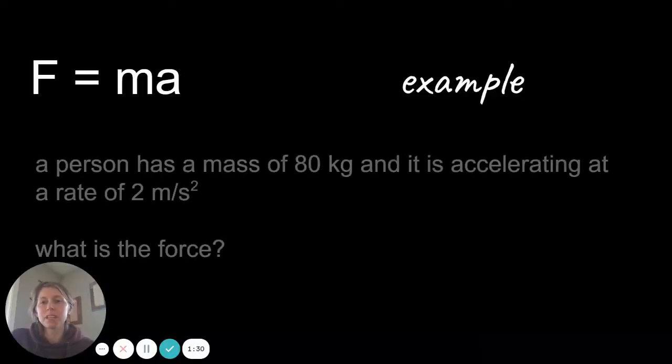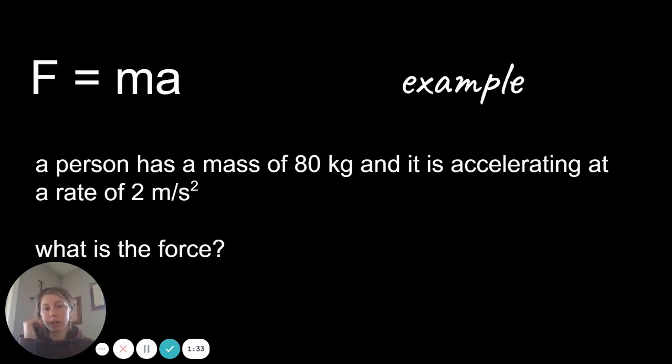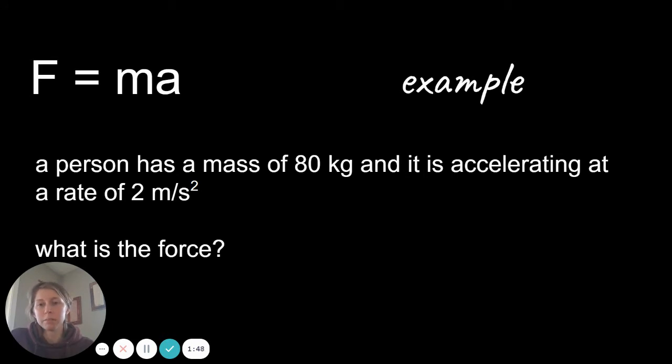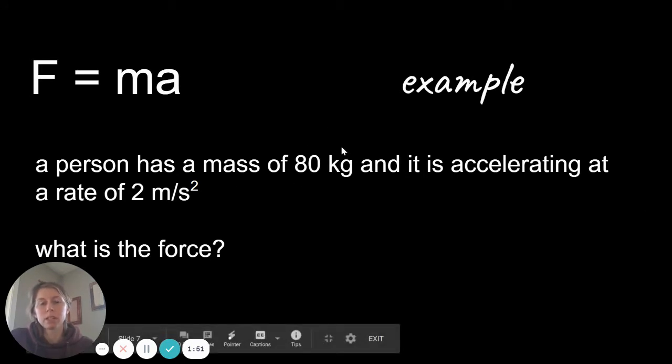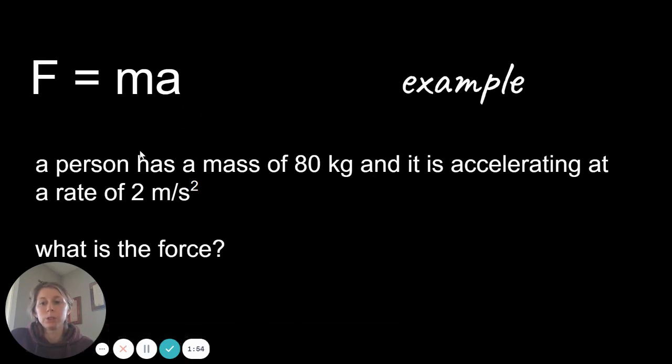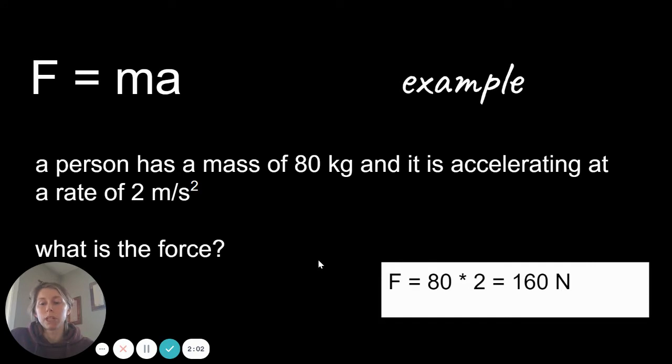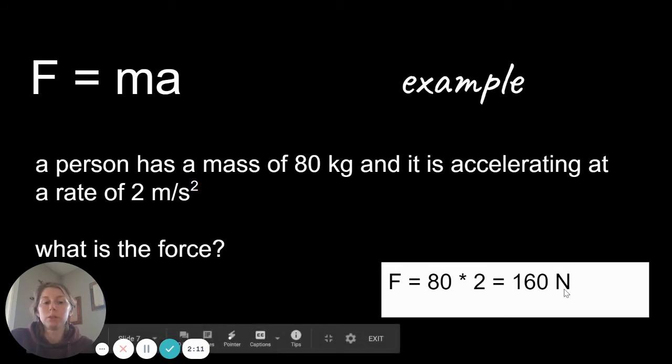Here's the example. If we have a person with a mass of 80 kilograms and the person is accelerating at a rate of 2 meters per second squared, what is the force acting on that person to cause that acceleration? Force equals mass. What's the mass of our object? Mass is 80 kilograms, and its acceleration is 2 meters per second squared. So force equals 80 kilograms times 2 meters per second squared, or 160 newtons. For the sake of these equations, you can just write the numbers and then know that we're talking about force, so it's going to be newtons.